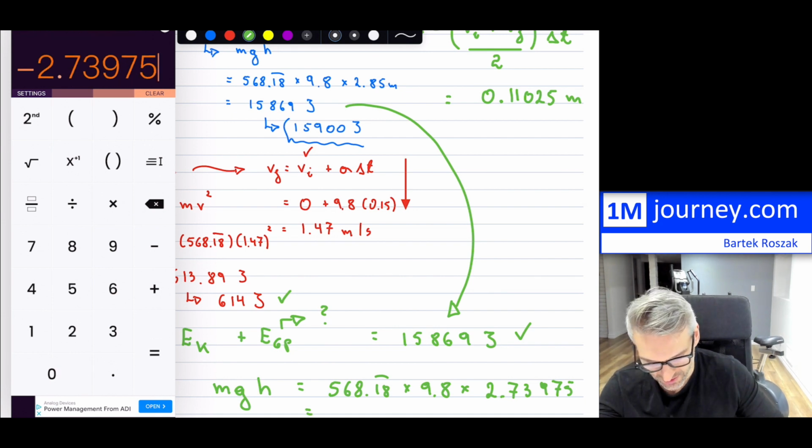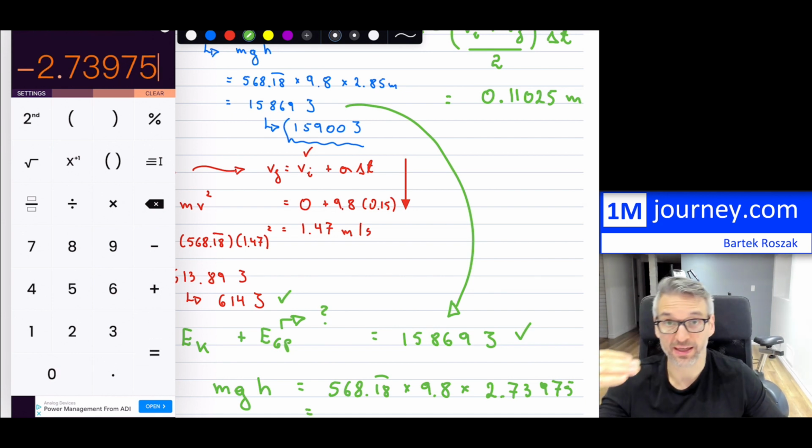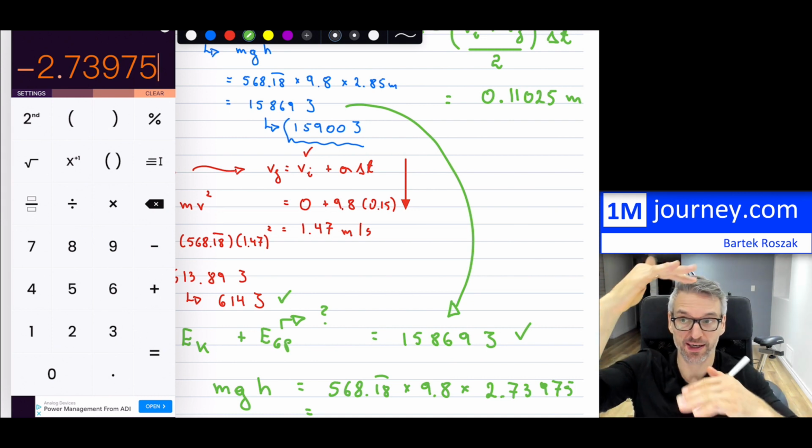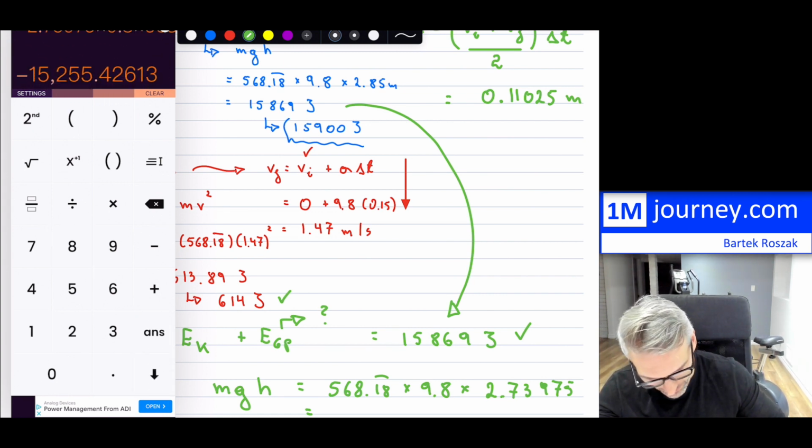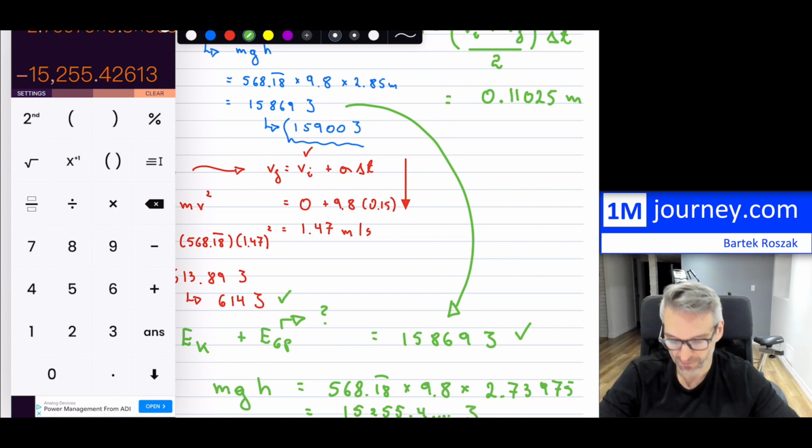So I can take this. Now, again, please remember, it's a positive height. I'm just keeping it negative on the calculator here because I don't want to re-input the numbers. So times 9.8 times 568.181818, etc. So that would be 15,255.4, etc. joules of energy.